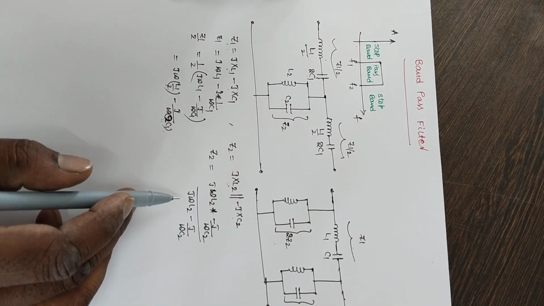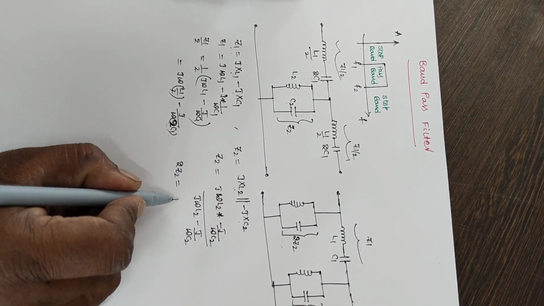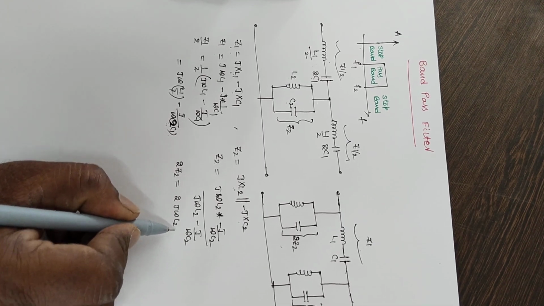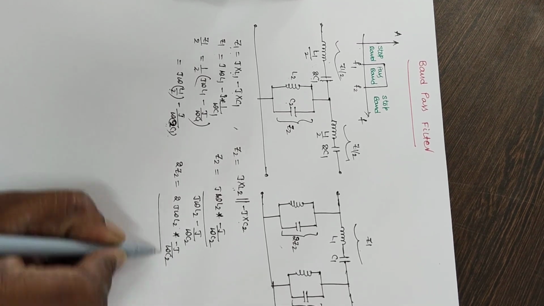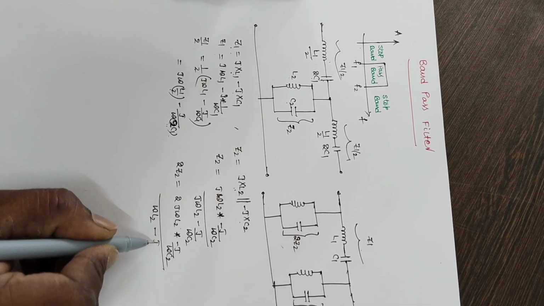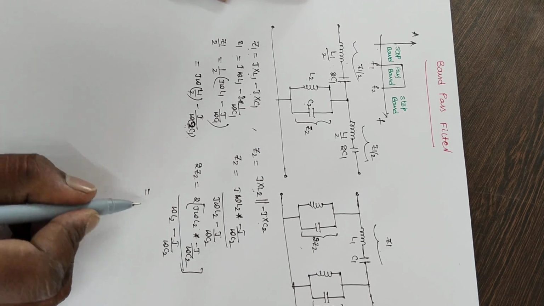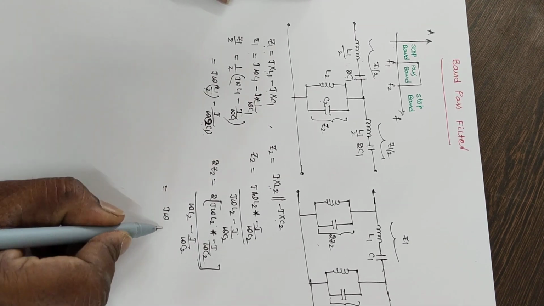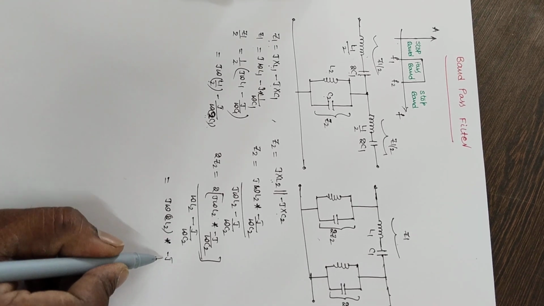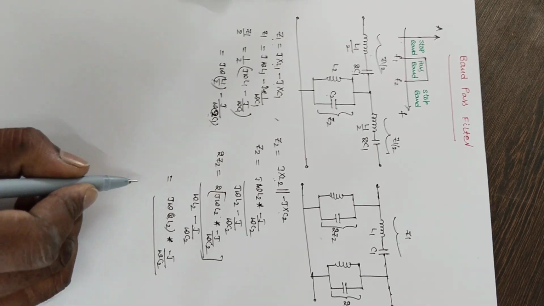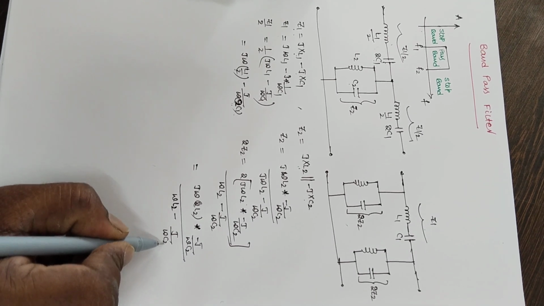So 2Z2. In case of 2Z2, if I multiply Z2 with 2, I can write it as 2 into j omega L2 into minus j by omega C2 divided by omega L2 minus j divided by omega C2. I just multiplied with 2. Now I can write it as j omega into 2L2 into minus j by omega C2 divided by omega L2 minus j divided by omega C2.